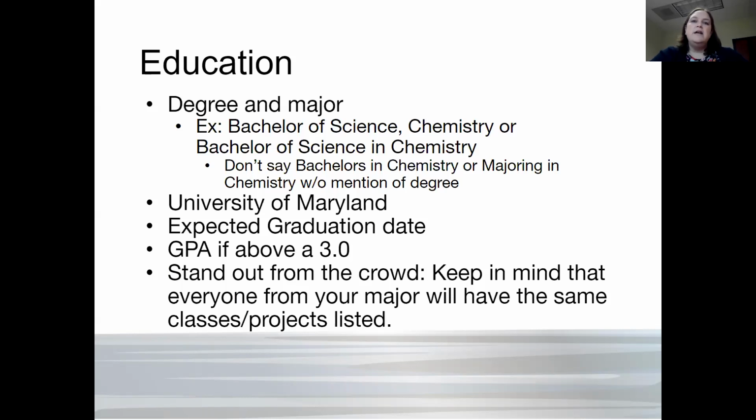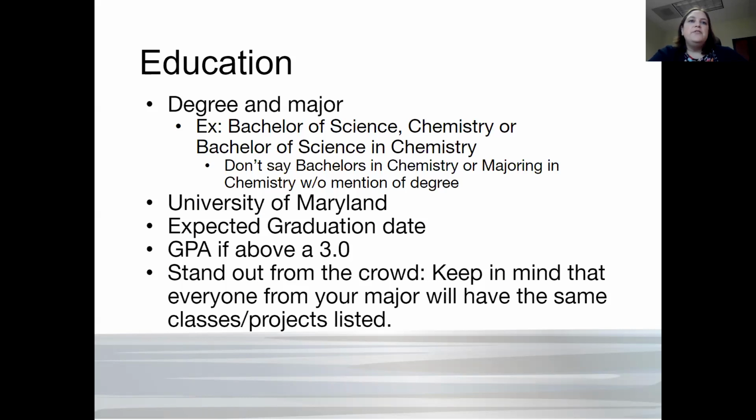So if they see December 2020, they're going to know you're looking for a full-time job right now. Even if they see May 2020, May 2021, they may assume you're looking for a full-time job. If they see anything after that, they're going to assume you're probably looking for a part-time job or an internship because they're going to know you're still in school.